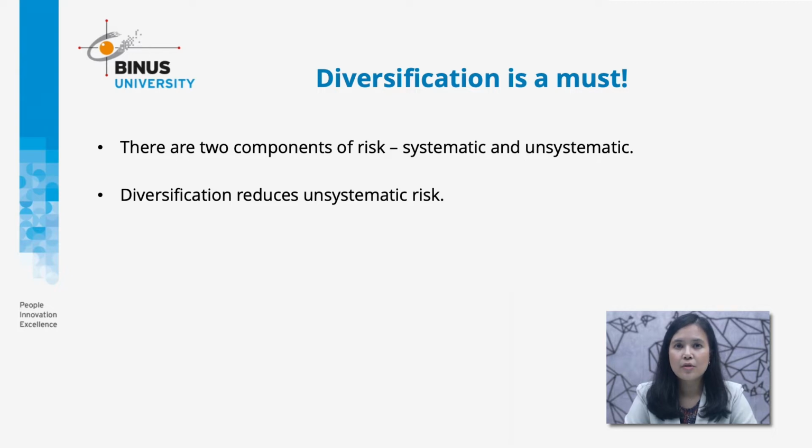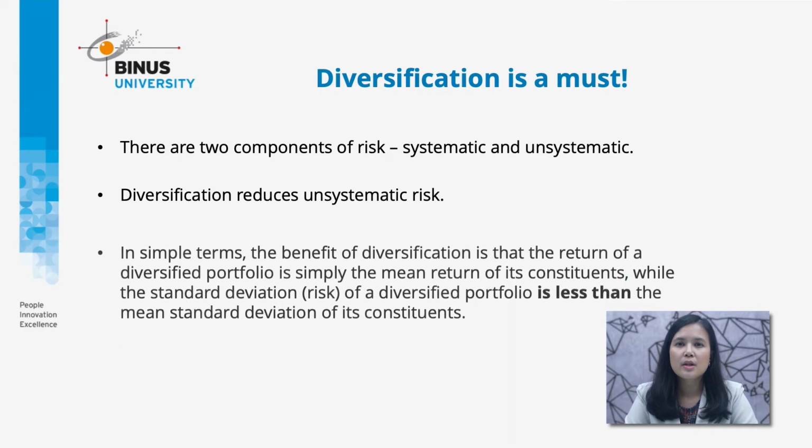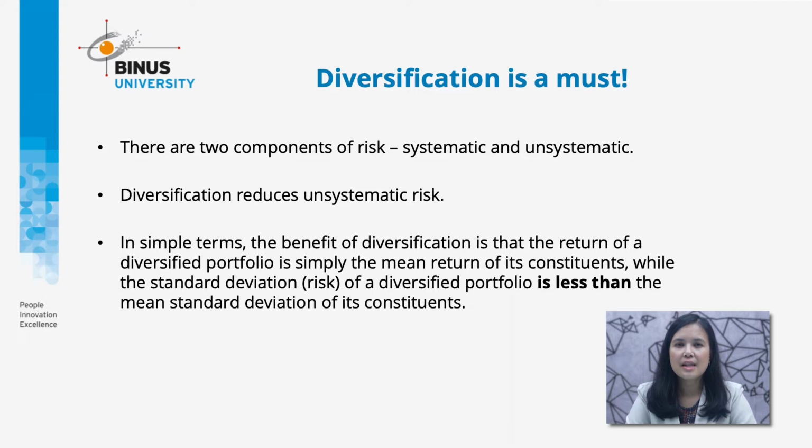It means that unsystematic risk can be mitigated through diversification, while systematic or market risk is generally unavoidable. In simple terms, the benefit of diversification is that the return of a diversified portfolio is simply the mean return of its constituents, while the standard deviation of a diversified portfolio is less than the mean standard deviation of its constituents.